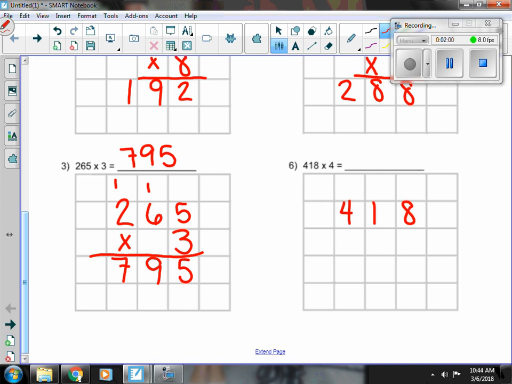And number 6, 418 times 4. I'm going to multiply this 4 by everything. 4 times 8 is 32. Carry my 3. 4 times 1 is 4, plus 3 is 7. There's nothing to carry. 4 times 4 is 16.